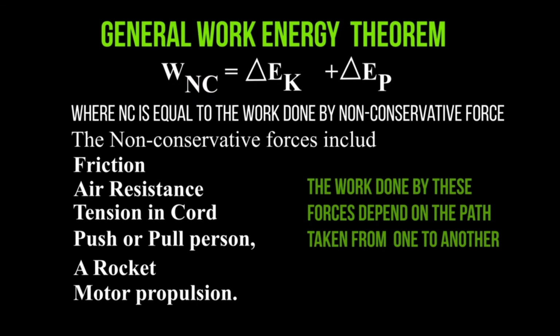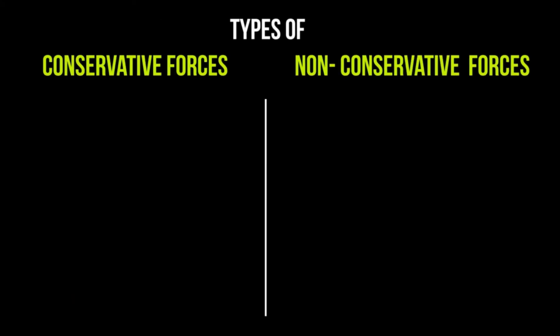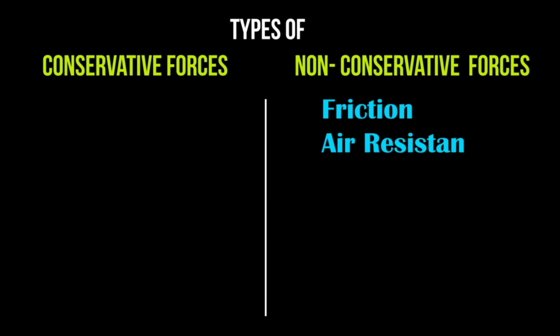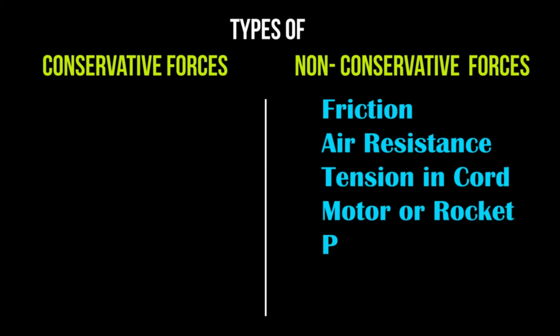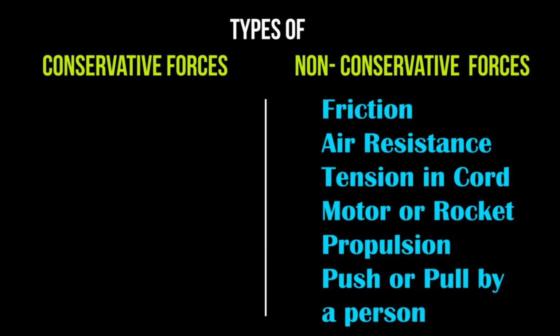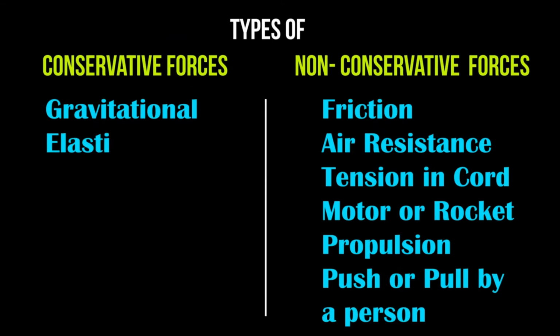So now let's look at the different types of conservative forces and non-conservative forces. For non-conservative forces, there is friction, air resistance, tension in a cord, motor or rocket propulsion, and then we can talk about a push or a pull by a person. When we talk about conservative forces, they include gravitational force, elastic force, or electric force.